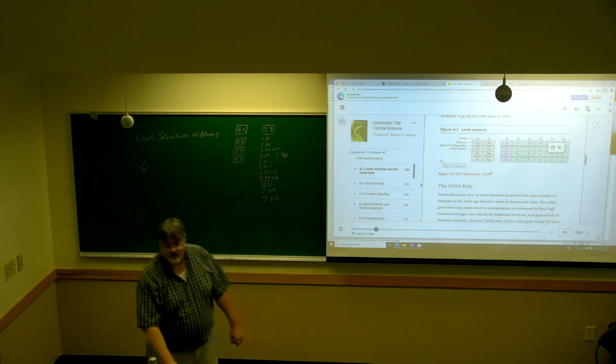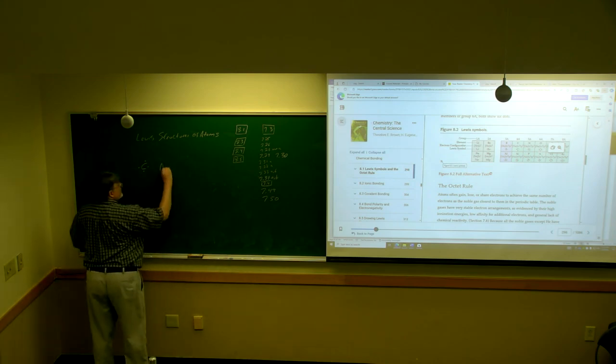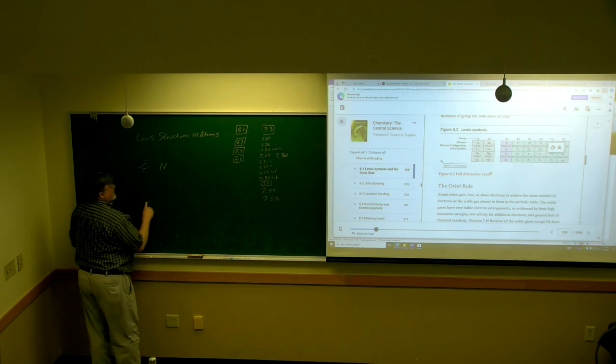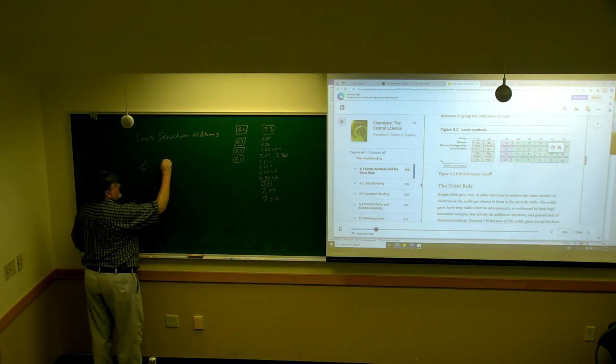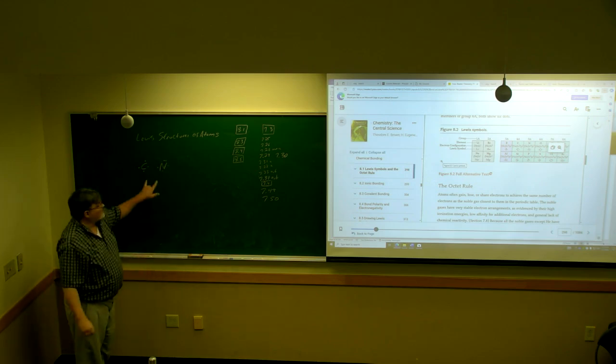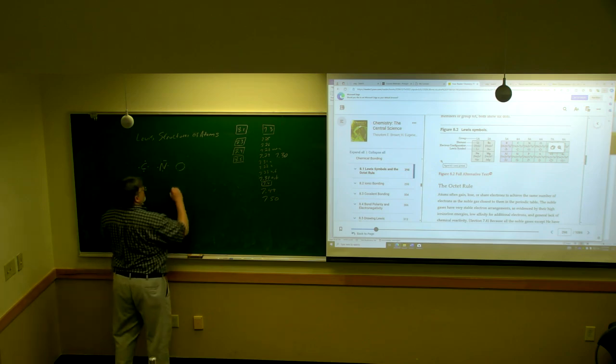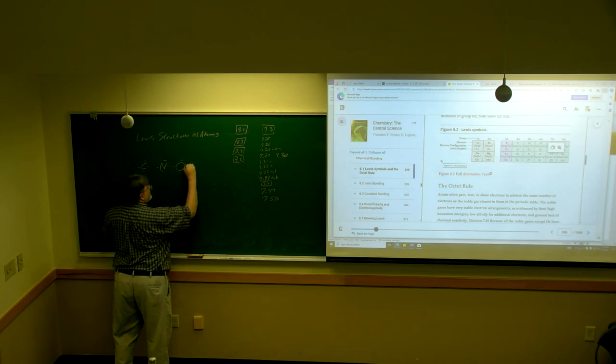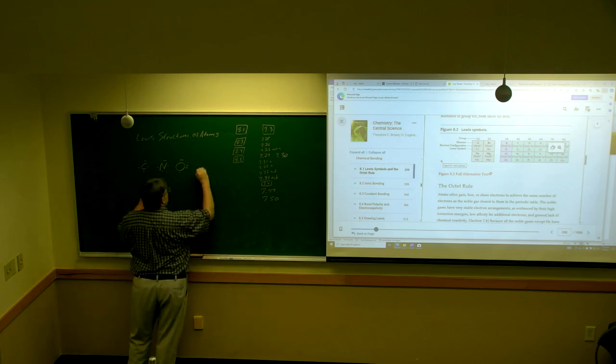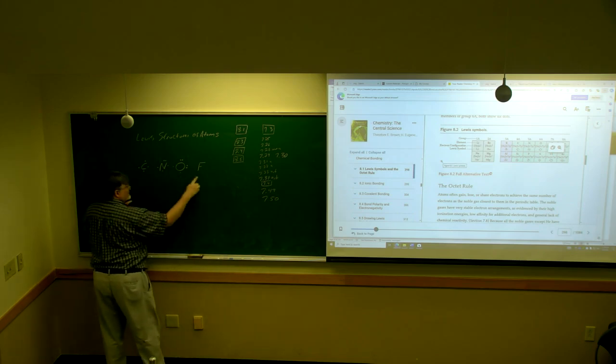Let's do nitrogen. How many valence electrons in nitrogen? 5. I'm going to do this again: 1, 2, 3, 4, and now I start pairing them, 5. That's the Lewis structure of nitrogen. These are useful for building molecules. Oxygen, how many valence electrons? 6: 1, 2, 3, 4, 5, 6. Darken these in a little bit. Fluorine, 7. Yep.